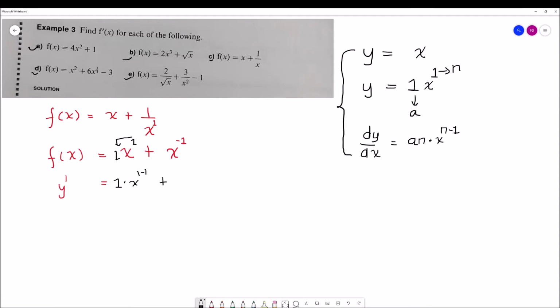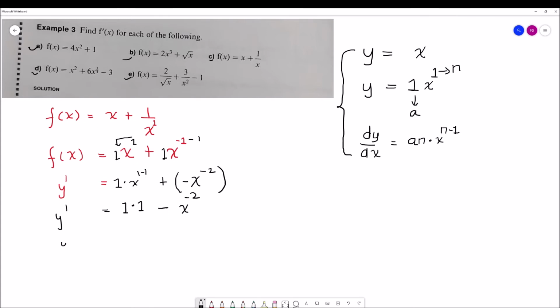On this side, minus 1 is the power and 1 is the coefficient. So minus 1 times 1 will be minus, and x to the power minus 1 minus 1 will be minus 2. That's what we get. So y prime is equal to 1 times 1, because x to the power 0 is 1, so 1 times 1 will be 1, and plus times minus will be minus, then x to the power minus 2.